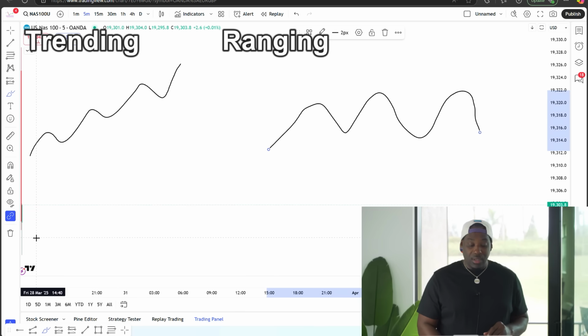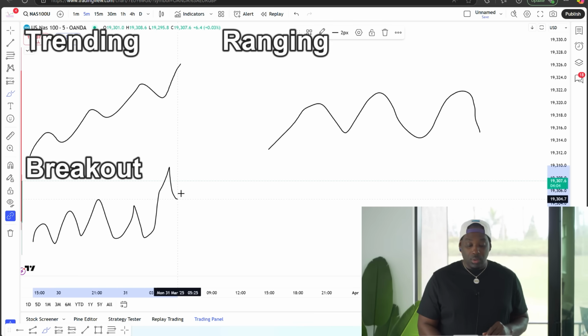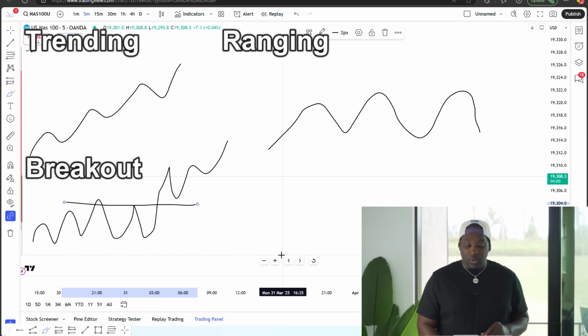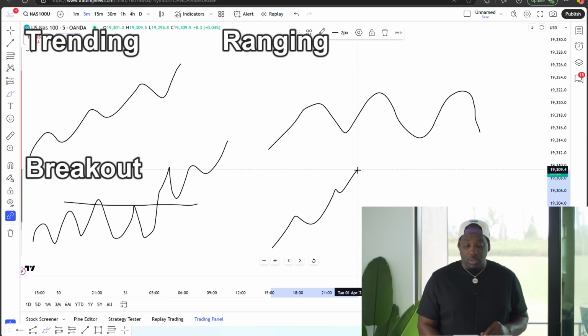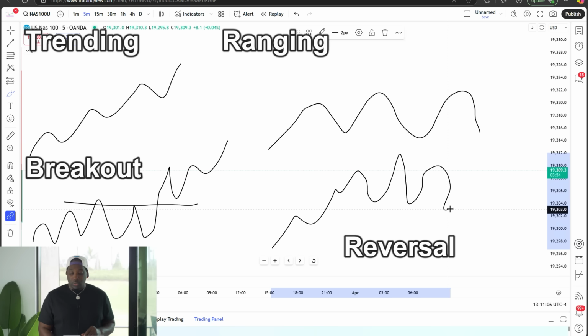Now we have the breakout market. The market is breaking out. Boom, breaks out, continuation. So we got that breakout market. And then we have the reversal market. The market's going up, well, it's trying to go up some more, nope, it's trying to go up, nope, and then we go down.